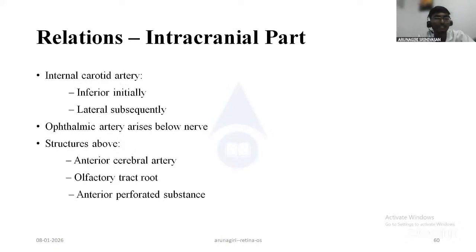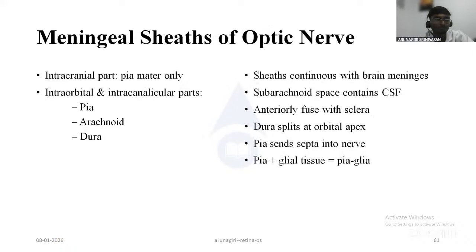Relations of the cranial part of the optic nerve: the internal carotid artery is inferior initially and lateral subsequently. The ophthalmic artery arises below the nerve. Structures above: anterior cerebral artery, olfactory tract root, anterior perforated substance. Meningeal sheath of the optic nerve: the intracranial part has pia mater only; the intraorbital and intracanalicular part has pia, arachnoid, and dura.